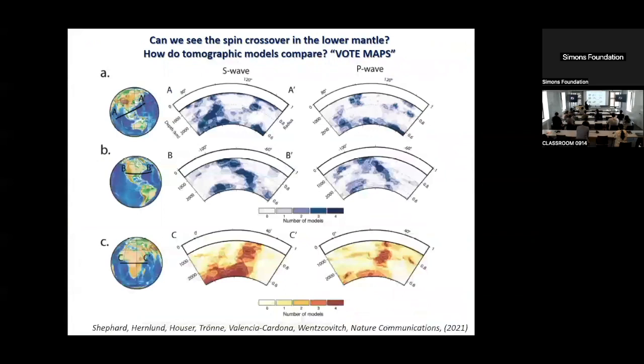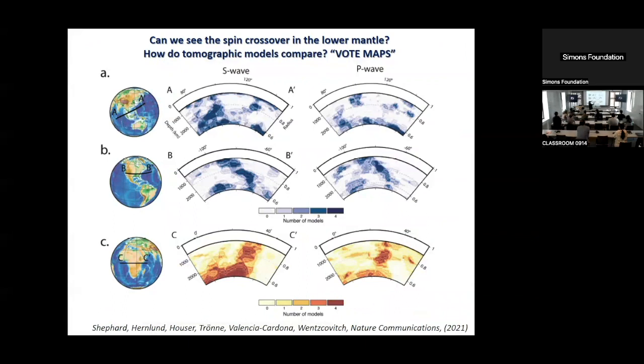The vote maps here, for example, are cross-sections in the Earth, under Asia and under North America. These are plates that started subducting a long time ago, and they are down in the mantle. The shear wave tomographic vote map, these are not tomographic maps. These are vote maps. They relate to tomographic maps. The darker the region, the greater the agreement, and the greater the velocity heterogeneity.